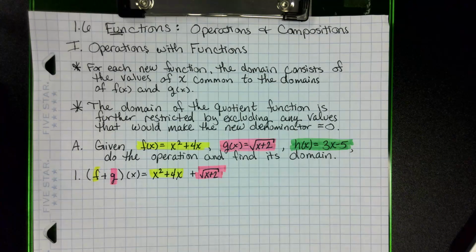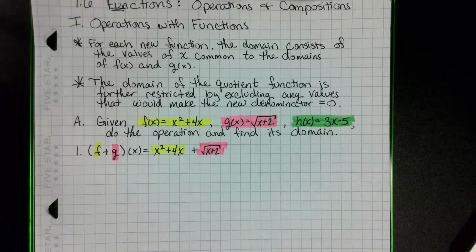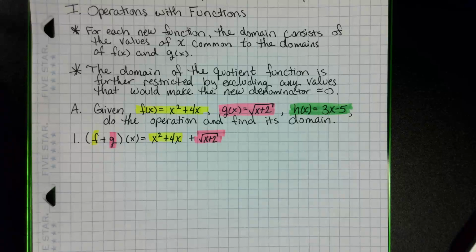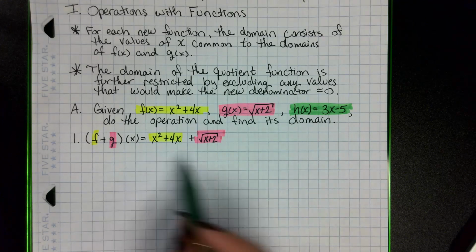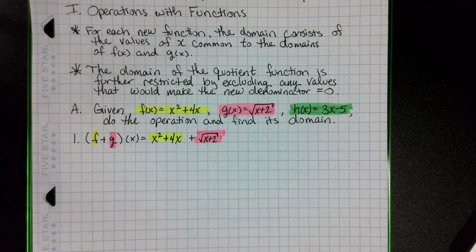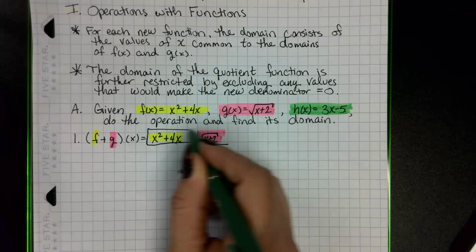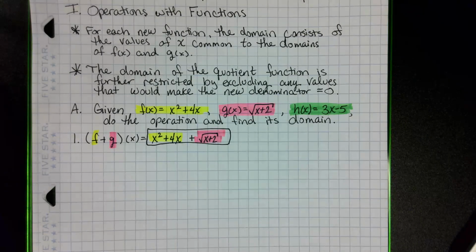And then you look to see if you can simplify that. For this one, we cannot simplify that. There's nothing, no like terms, there's nothing that we need to do with that. So that's it. That is f plus g of x. And find its domain.